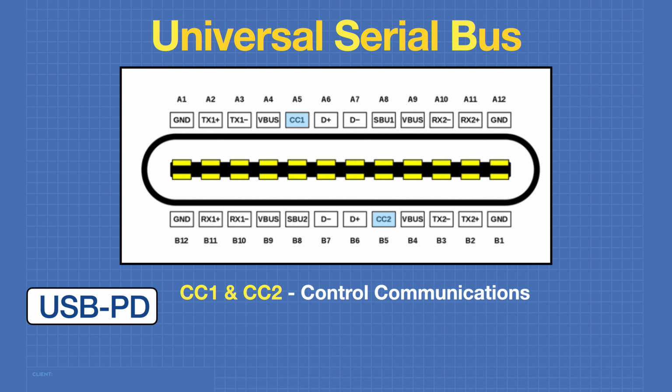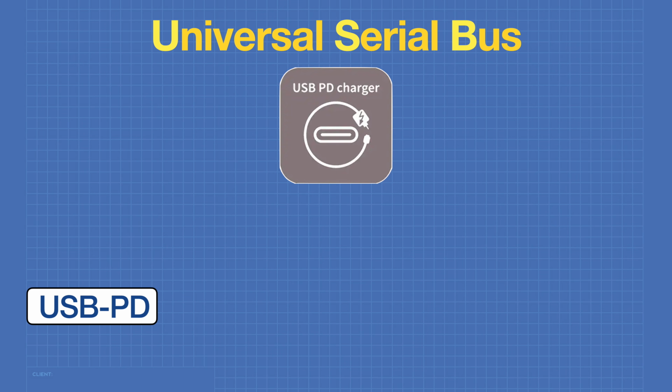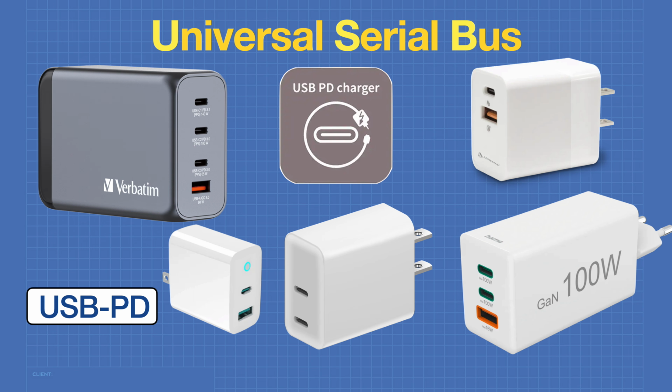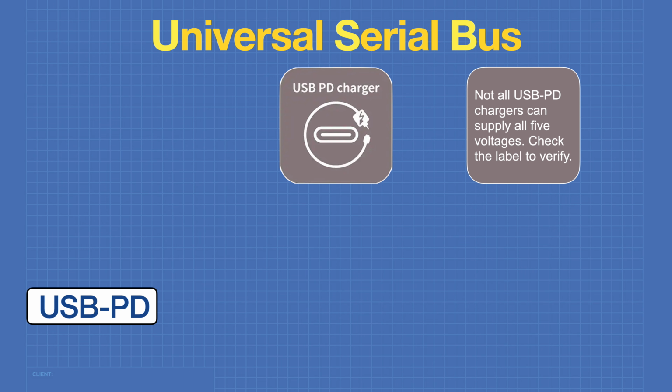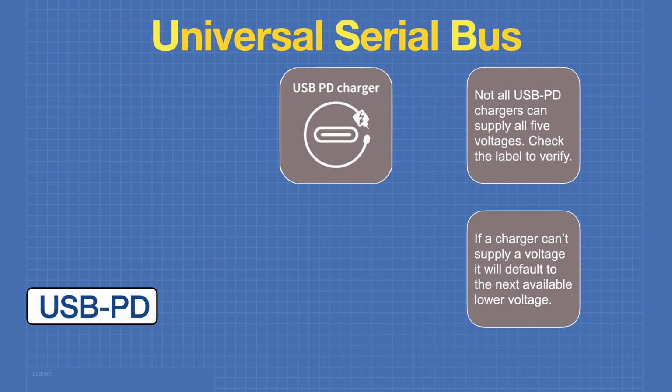The control communication line is used to negotiate the power requirements for the USB-PD device, and V-bus are the standard power connectors for USB. There are several varieties of USB-PD chargers available. Not all USB-PD chargers can supply all 5 voltages, though. You'll have to check the label to verify the voltage and current capabilities of your charger. If the charger can't supply a voltage, it'll be defaulted to the next available lower voltage. So for example, if the charger does not have 15 volts available but has 12, it will supply 12.